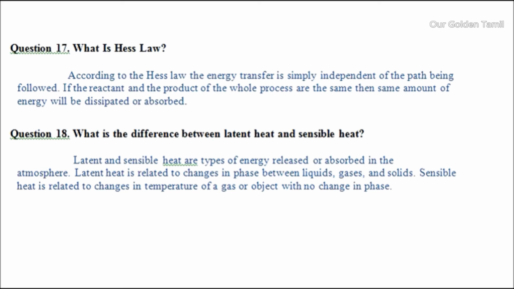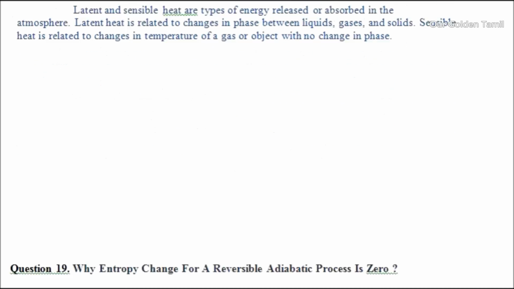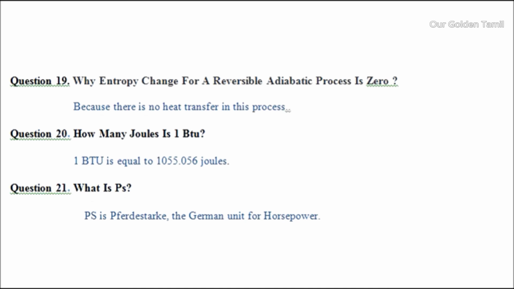Question 18. What is the difference between latent heat and sensible heat? Latent and sensible heat are types of energy released or absorbed in the atmosphere. Latent heat is related to changes in phase between liquids, gases, and solids. Sensible heat is related to changes in temperature of a gas or object with no change in phase. Question 19. Why is entropy change for a reversible adiabatic process 0? Because there is no heat transfer in this process.